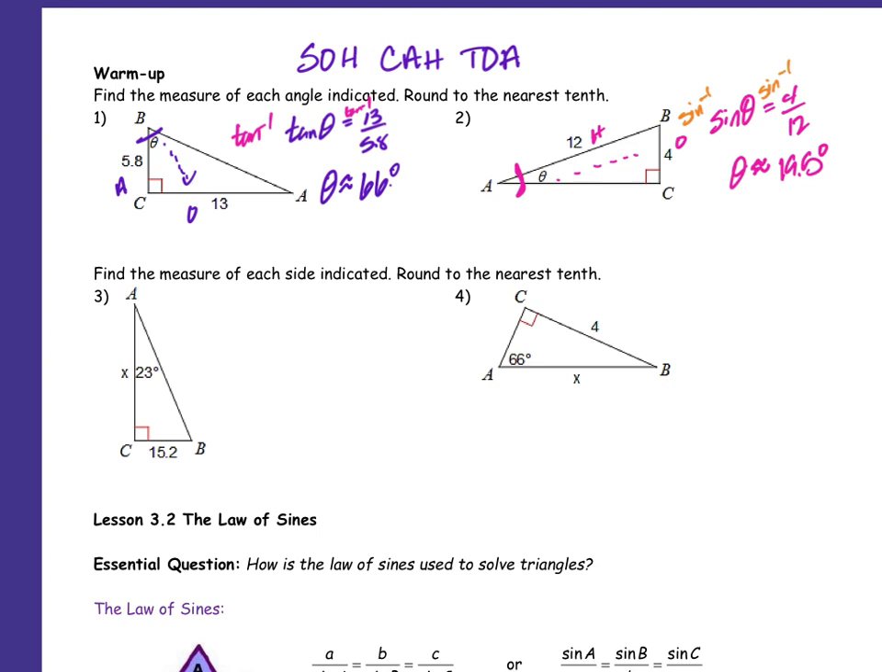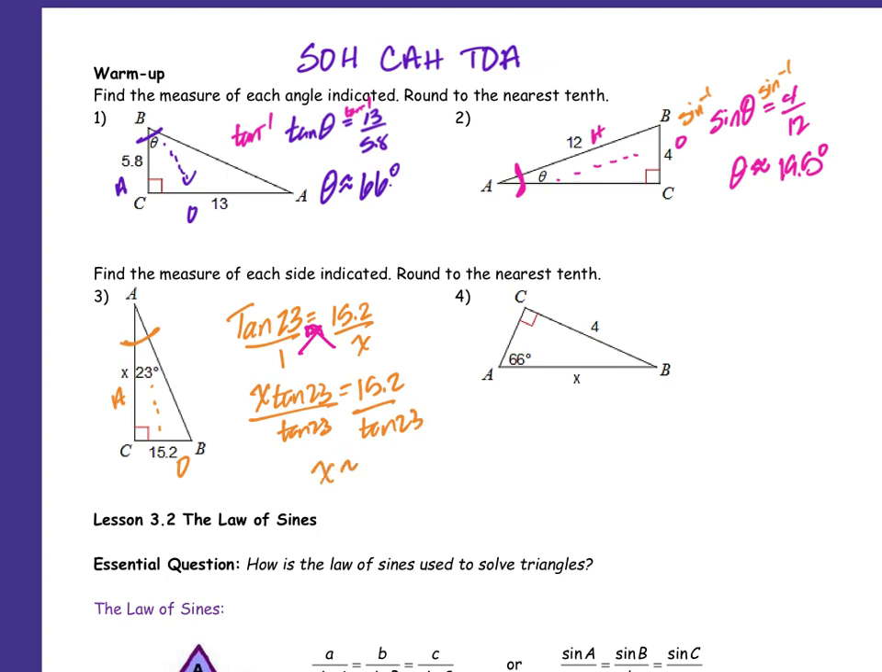And then the next one, I have this angle that I'm talking about, and again I have the side opposite and I have this side adjacent, so that's tangent. So it gives me tangent of 23 equals 15.2 over x, make a fraction. So I'm going to cross multiply, and I get x tangent of 23 equals 15.2. Divide by tangent of 23. And x is approximately going to be equal to 35.8.